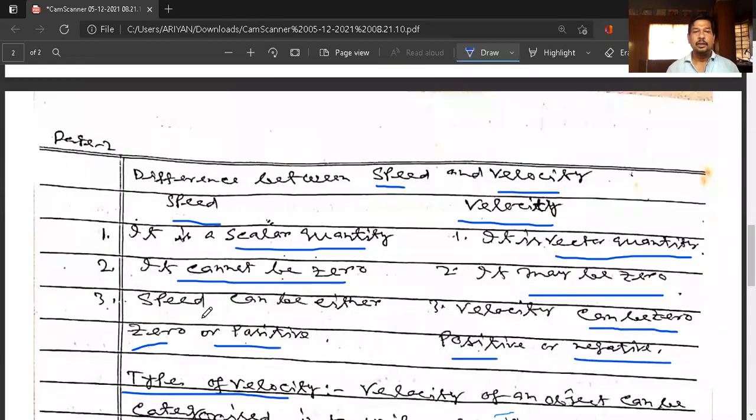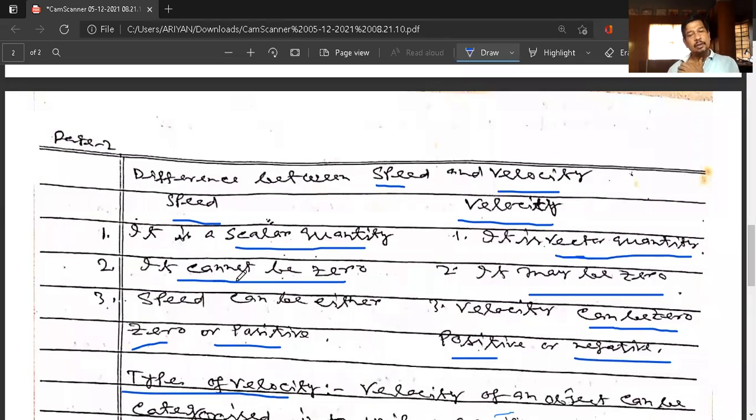Now look, the difference between speed and velocity. Speed is a scalar quantity, and velocity is a vector quantity. Number two: speed can be zero or positive, it cannot be negative; velocity can be zero, positive, and negative.